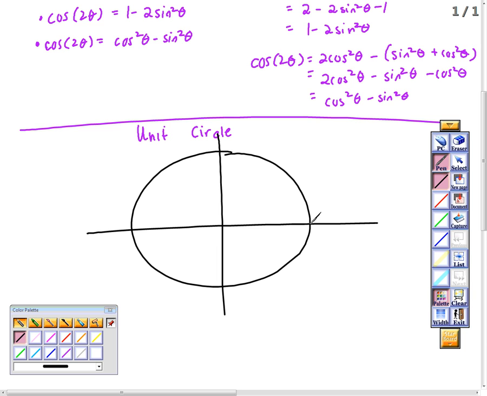Okay, and all of the points in the unit circle, remember this is the point 0, 0, and the radius is 1, right? So what's this point right here? 1, 0. Does everybody see that? What's this point right here? This one? This one? 1, 0, negative 1. Okay.